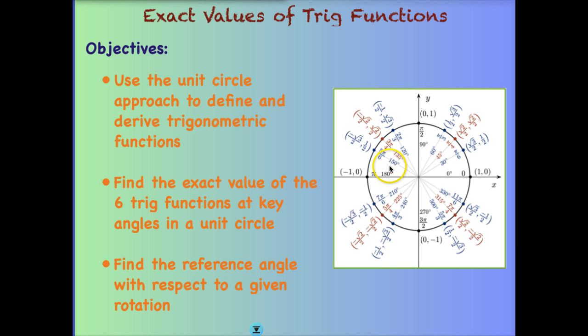Shown here, this image represents a unit circle. We have all the degrees listed, and we have the radian measures related to those degrees. But now we have these other items. These are exact values for our key angles in our unit circle, and that's what we'll be looking at today.